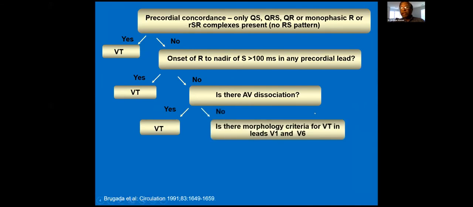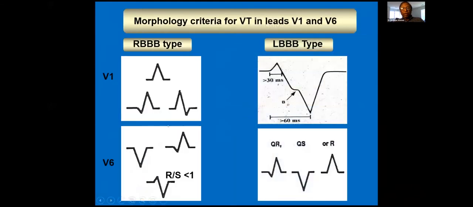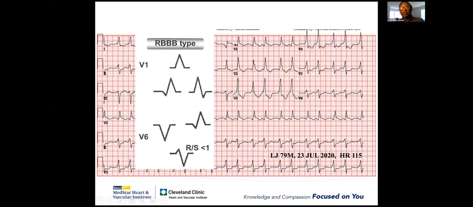Next I'm going to look at, is there morphology criteria for VT in V1 and V6? And these are the morphology criteria. If it is right bundle type, this pattern, either monophasic R or QR or RS pattern in V1 and RS less than 1 in V6 suggests VT. And I'm going to superimpose. This is right bundle type. And if you look at lead V1, it's a QR pattern, which fulfills this criterion of VT.